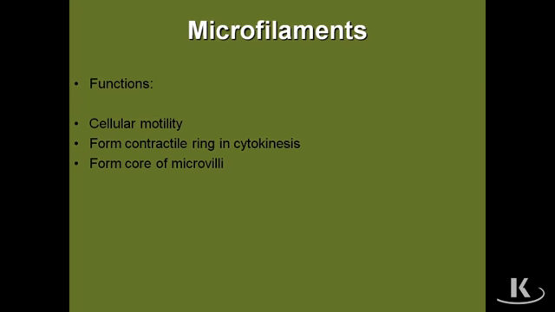And one of the reasons this is important is that microfilaments convey motility to cells, particularly cells that are actively moving in and out of the bloodstream, such as white blood cells. But in addition, microfilaments will form a contractile ring that will be used in cytokinesis of cells undergoing mitosis or meiosis. And lastly, microfilaments, actin proteins, will form the core of a cell surface specialization known as a microvillus.